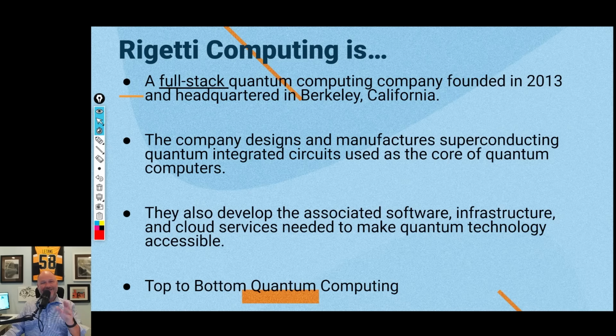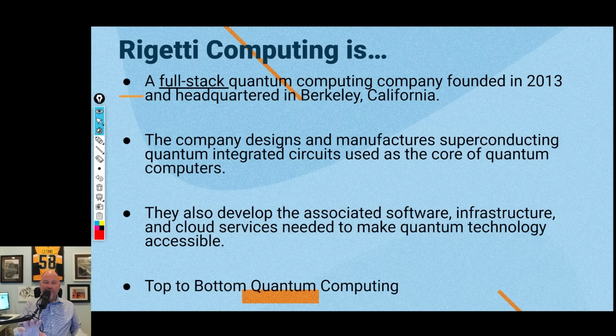Rigetti Computing is in the speculative 7. It's a full stack quantum computing company founded in 2013. They're out in Berkeley, California. You're actually starting to see a lot on CNBC about companies like Rigetti and how they're now building these massive pieces of land because, again, they need a lot of space. They need a lot of cooling, all of those things to get into quantum computing.